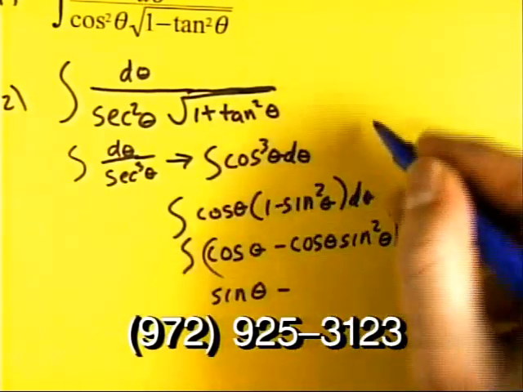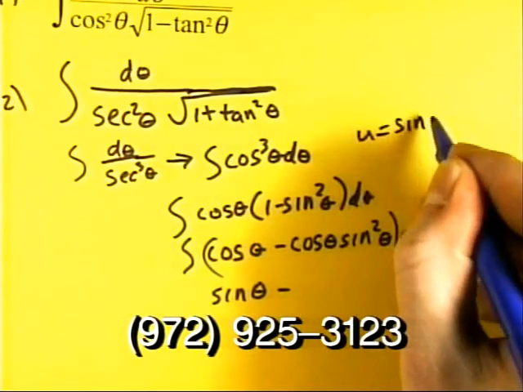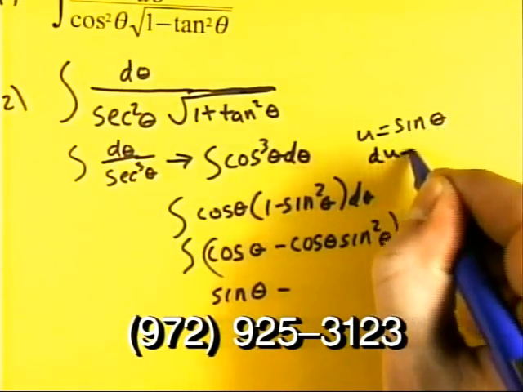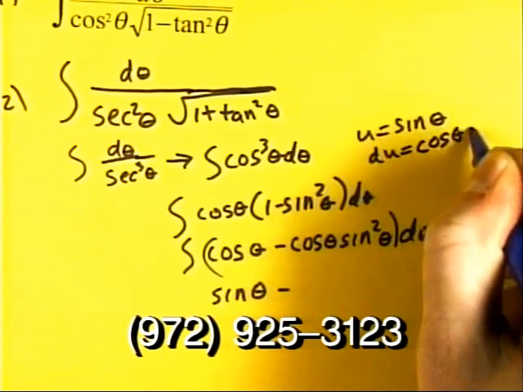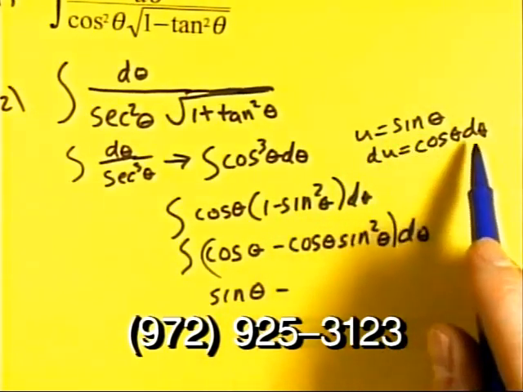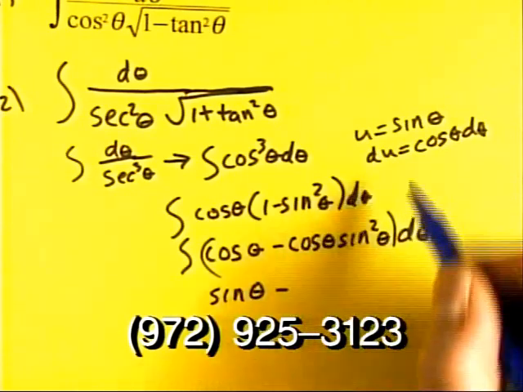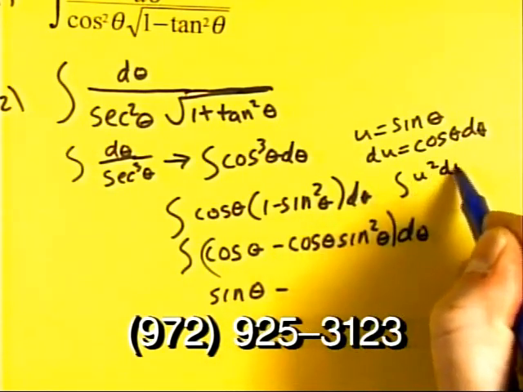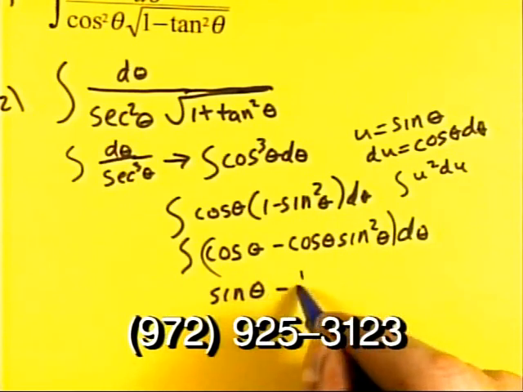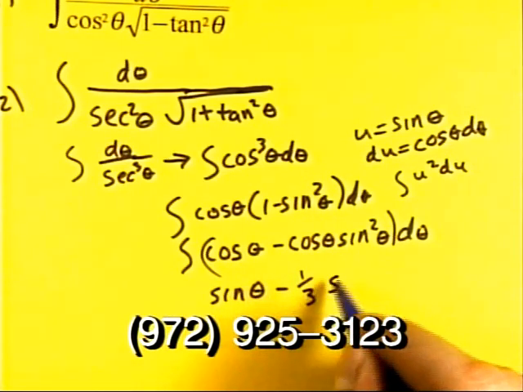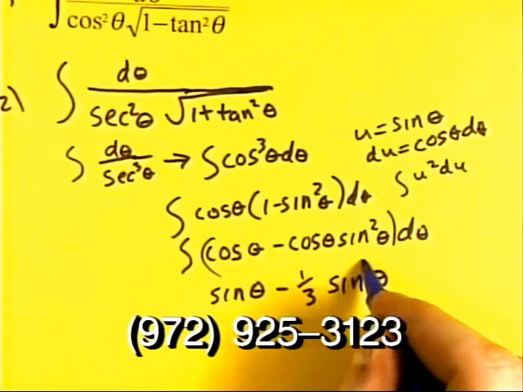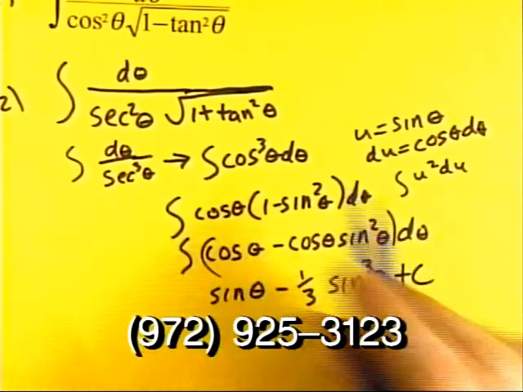You're right. What he did was he said u is equal to sine of theta, and du is cosine theta. So this is just the integral of u squared du, which is u cubed over 3, or 1/3 sine of theta cubed, plus c. Fine job on that one.